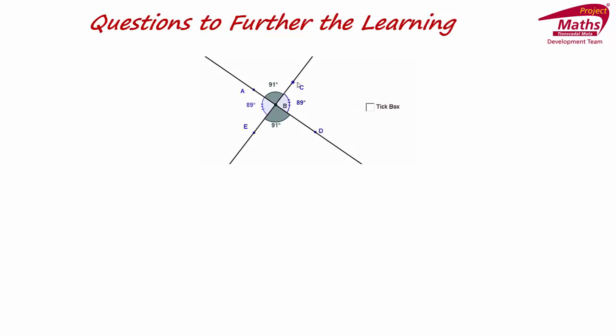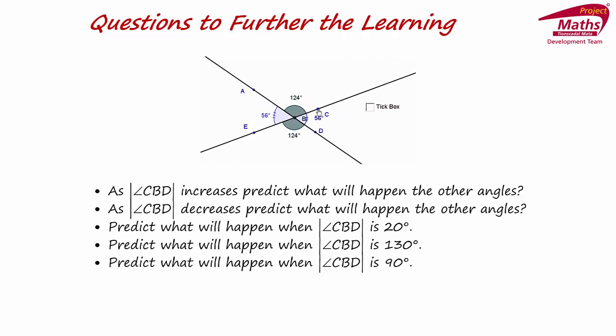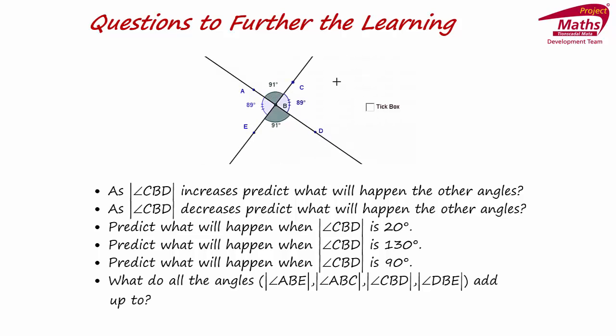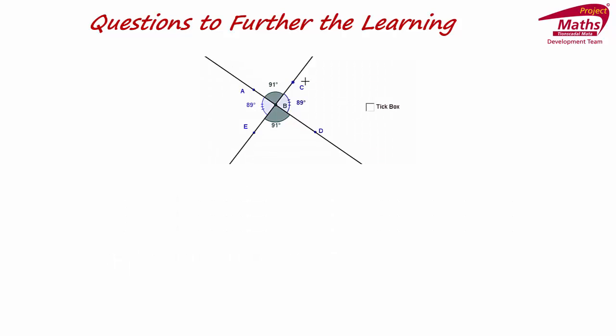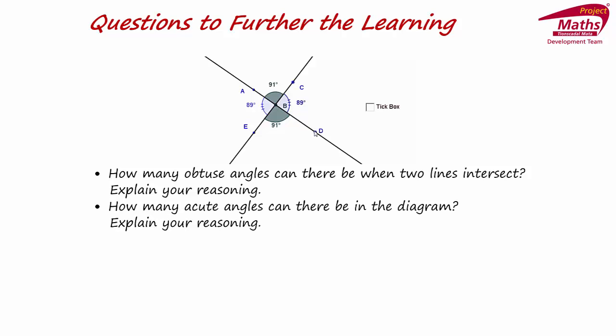It's a good idea to have some extra questions planned out in advance in order to further the learning. Examples of these questions could be, as one of the angles increases, predict what will happen to the other angles, or predict what will happen when one of the angles is 20 degrees, 130 degrees, or 90 degrees, or what do all the angles in the diagram add up to. Other questions could include, how many obtuse angles can there be when two lines intersect, or how many acute angles can there be in the diagram.